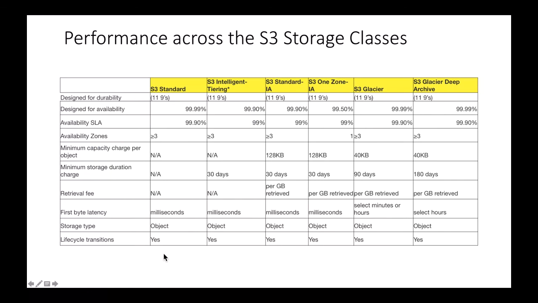Everything is object storage. You can do lifecycle transitions against it. It means you're able to move from S3 Standard to Intelligent-Tiering to Infrequent Access, to One Zone or Glacier, etc. Yes, you're able to do that.